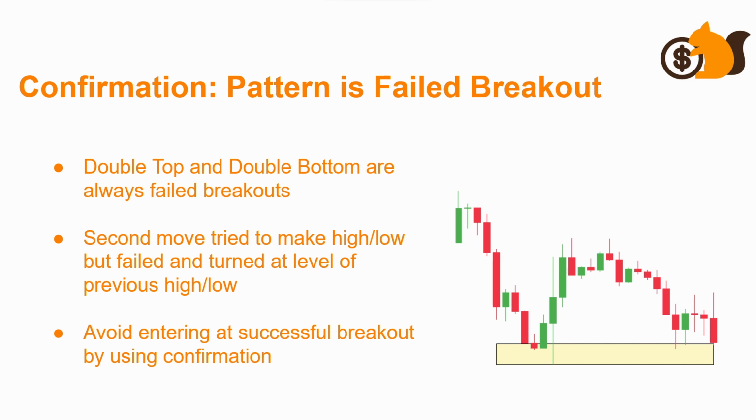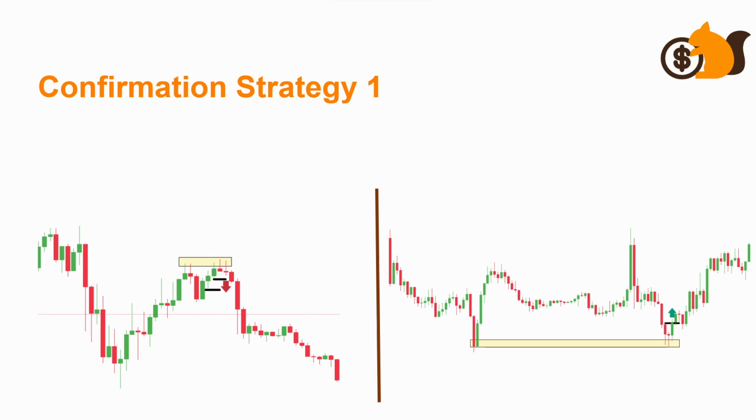So what should you do instead? If you expect to see a double bottom or top, and the context is good as well, then make sure to wait for some form of confirmation before entering. One option for confirmation would be to wait for the market move to get broken. On the left-hand side you are betting on a successful double top. But instead of entering as soon as the second move reaches the high of the previous move, you wait for the market to start reversing.